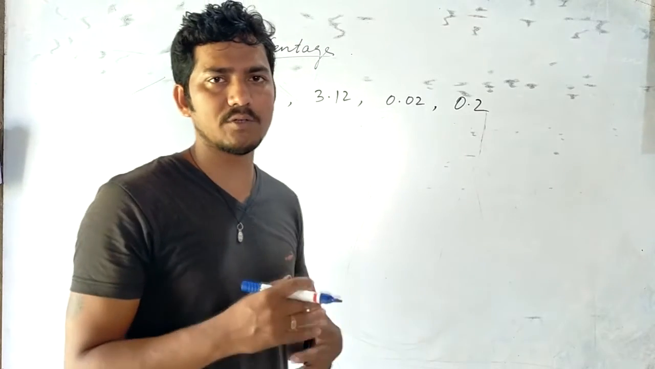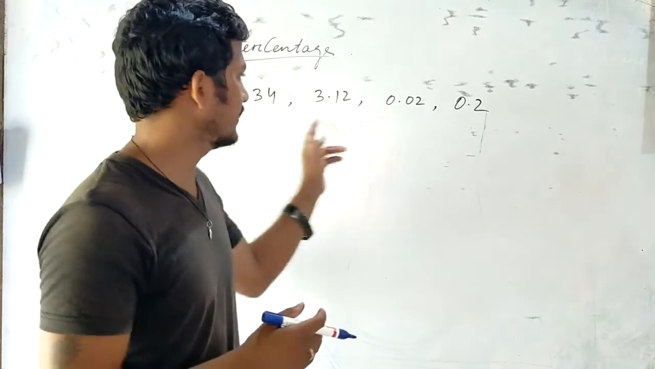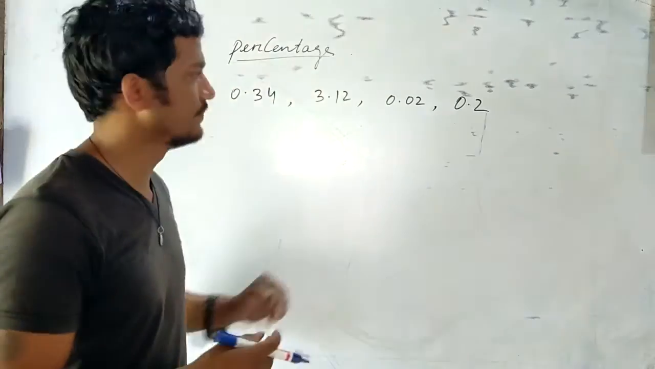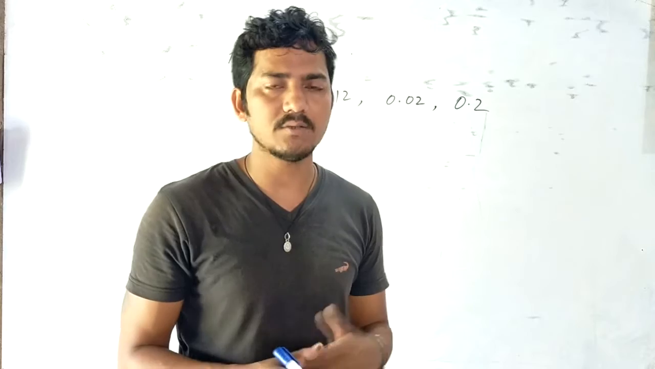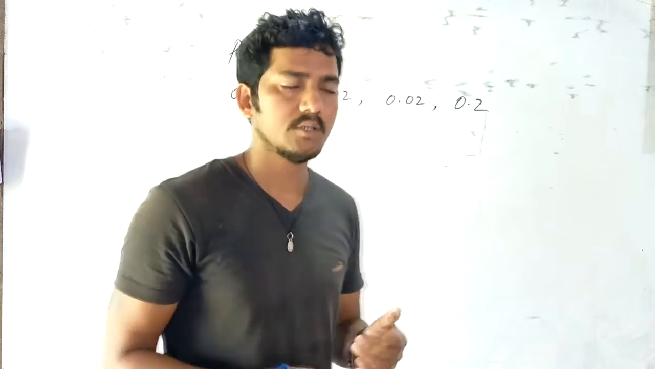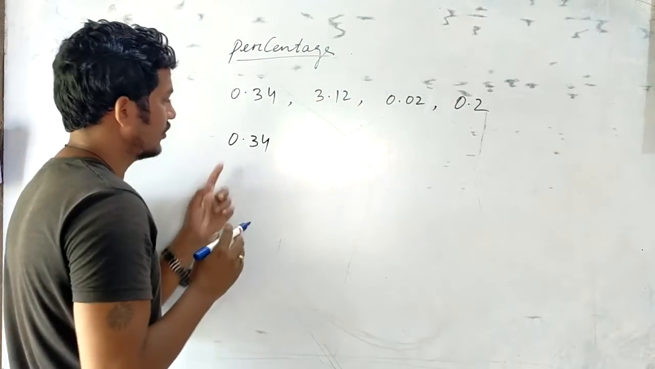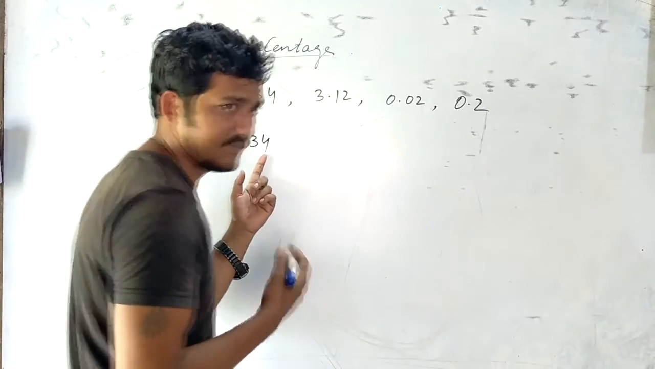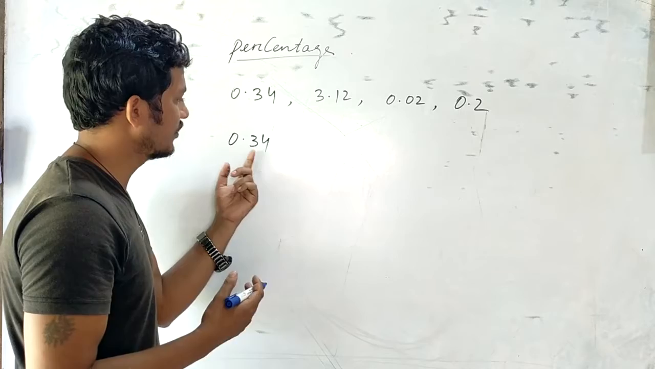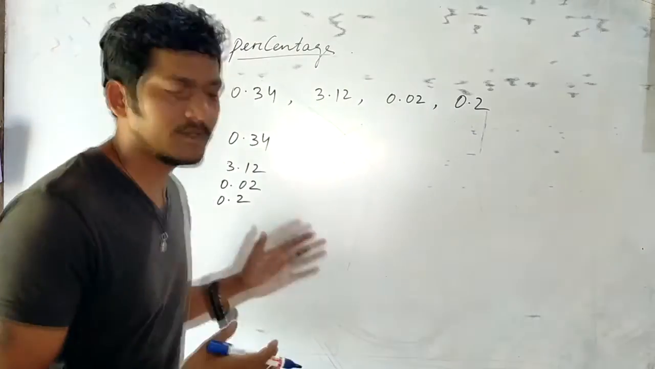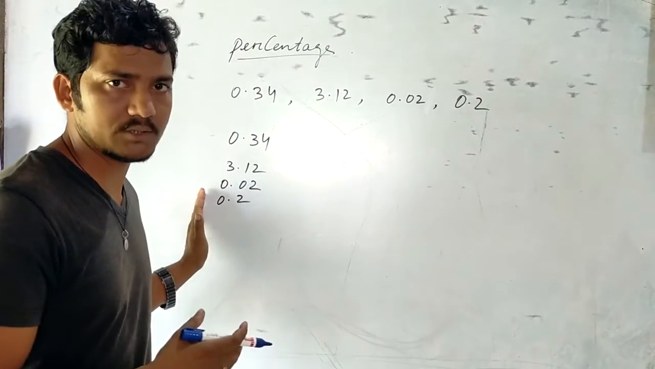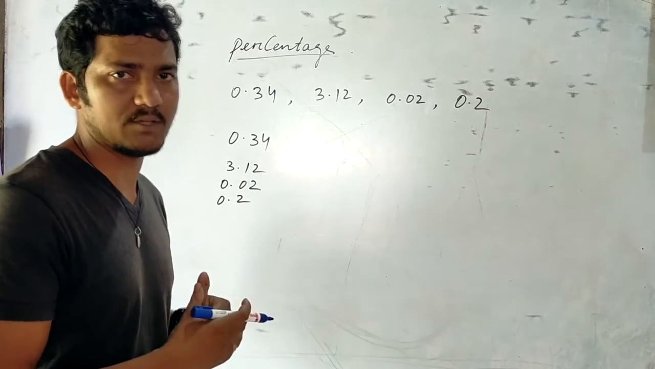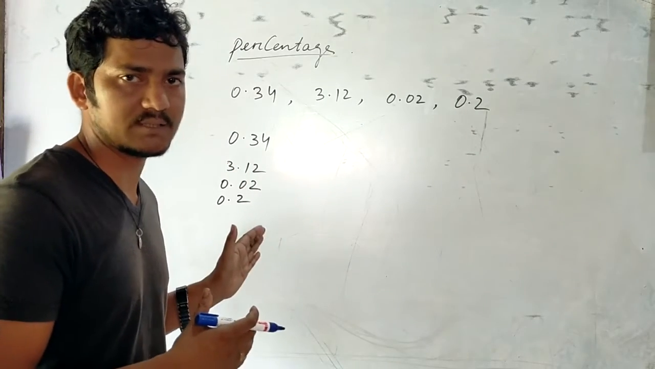So let's see what about the decimal numbers. We have taken 4 decimal numbers and these are here. We have to find out the percentage of all these decimal numbers. So here there is 0.34, and don't read it as 34, it's simply 0.34. So friends, here are 4 questions, and we have to find out the percentage of all these decimal numbers.